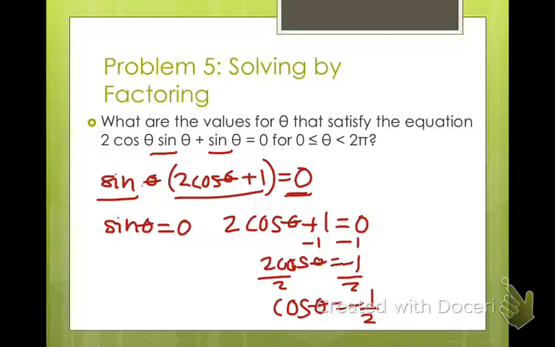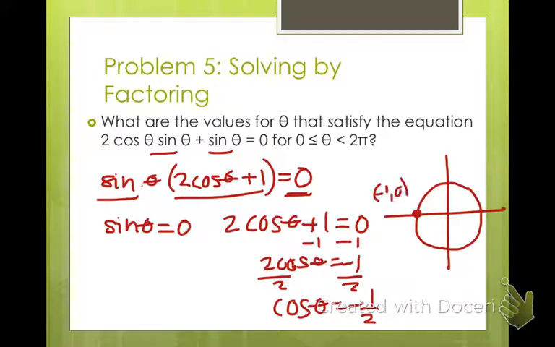So in order to find these values, we can make a graph and look at these values where sine is 0. Well, sine is 0 at 1, negative 1, 0, and 1, 0. And where is cosine equal to negative 1/2? That's up here and down here. This is negative 1/2, square root of 3 over 2 and negative 1/2, negative square root of 3 over 2.